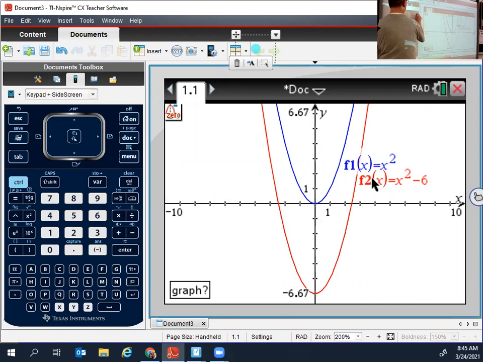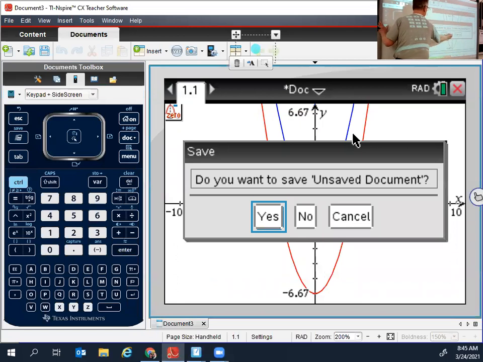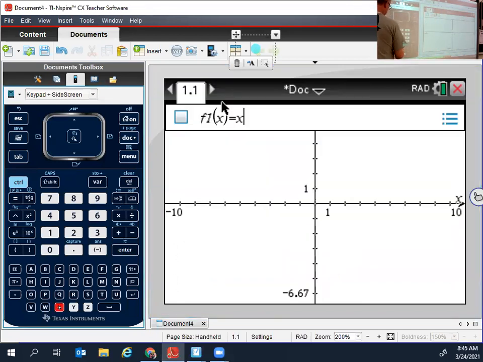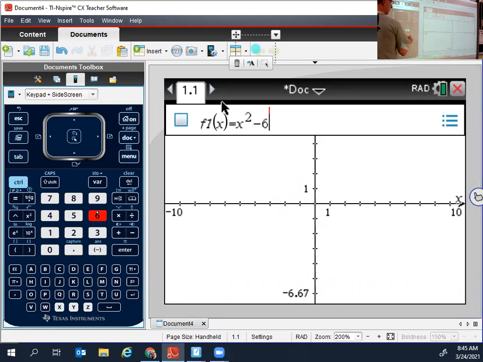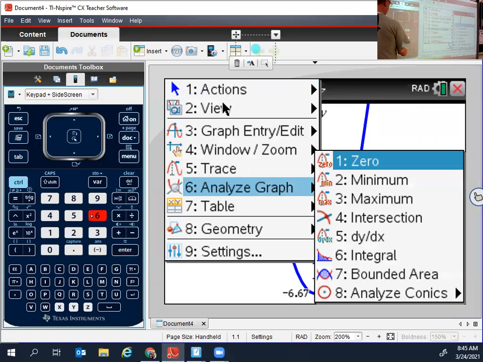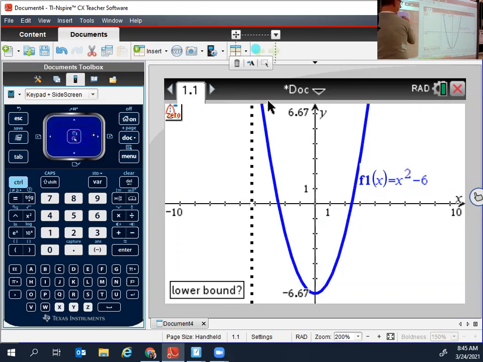Let me get a fresh document. We'll just skip this. All right. I hate when that happens. So I'm going to do x squared minus 6, and I hit enter, menu, 6, 1. My dotted line shows up. All right, so I'm going to click on that and drag it past.